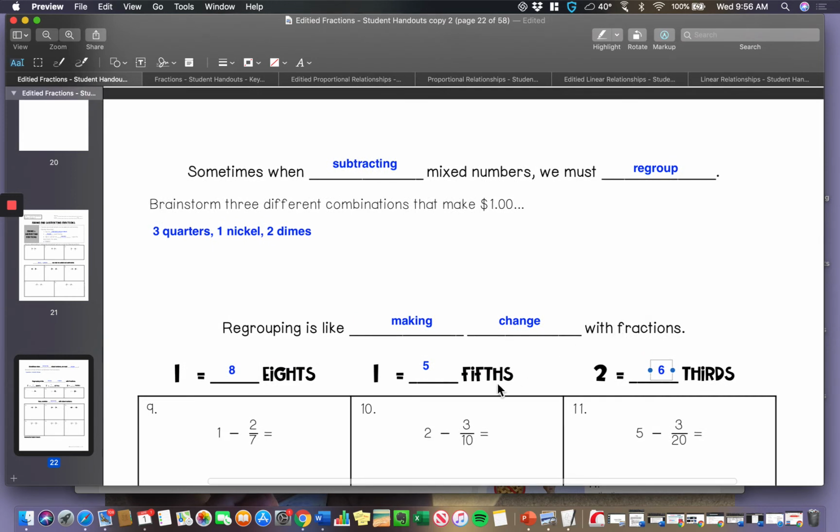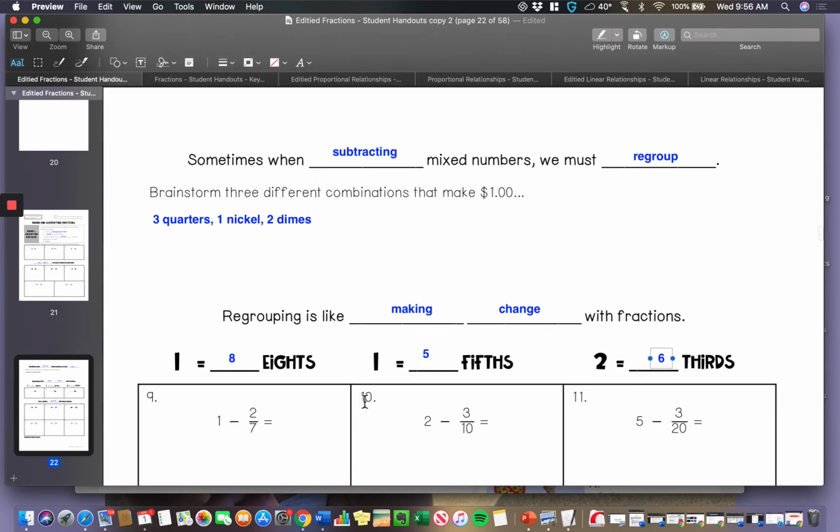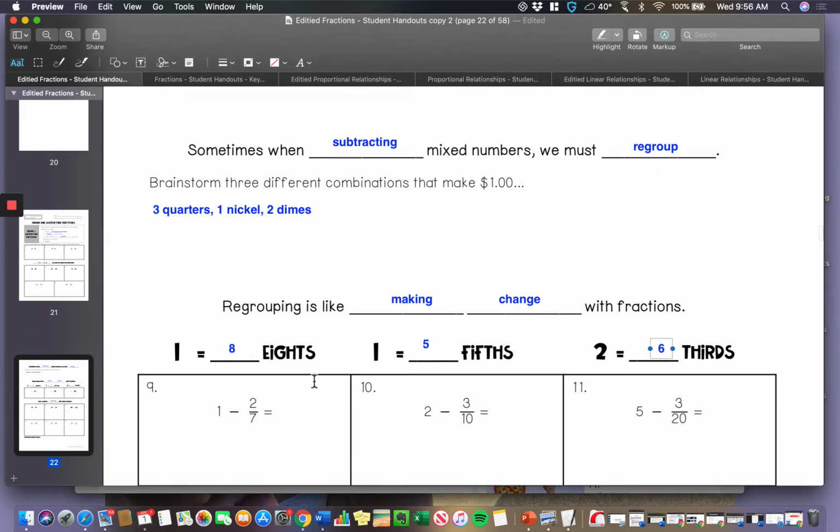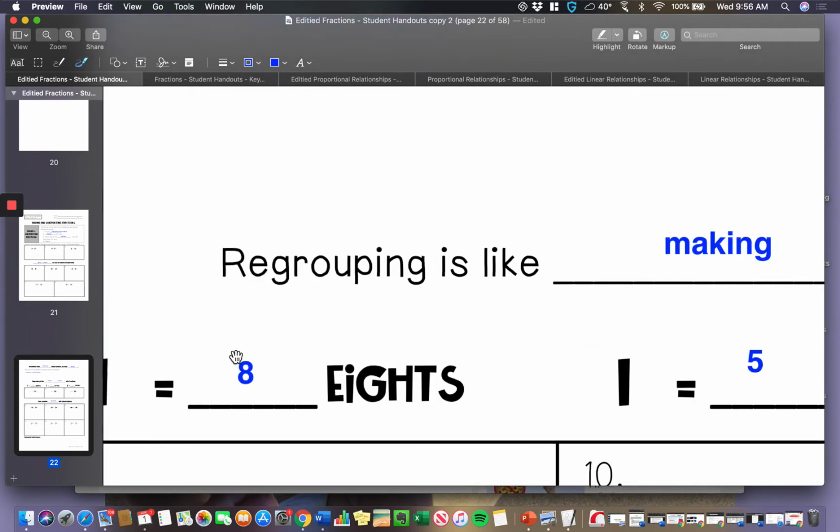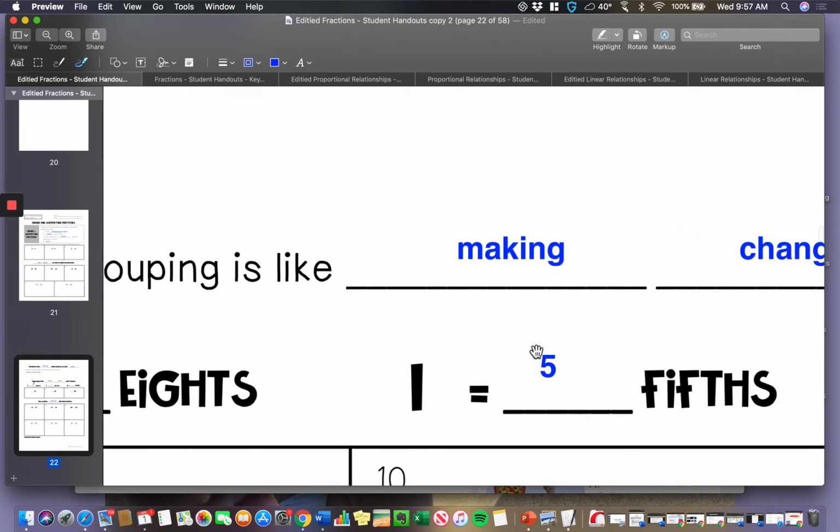Okay? So basically what they're trying to explain here is that we have to break down our whole numbers into fractions. So if I had 1 and I had to convert that into a fraction of eighths, I would have 8/8. That would be 8/8. And the same thing here, it would be 5/5.